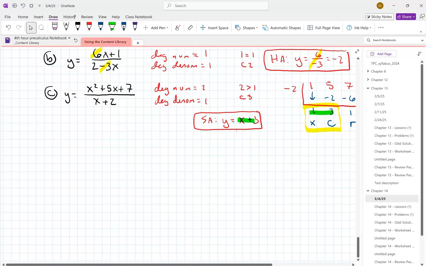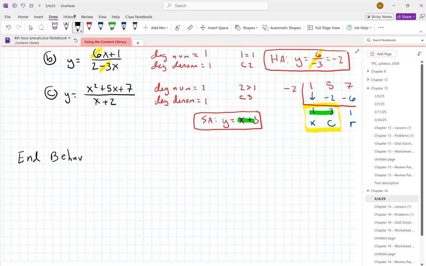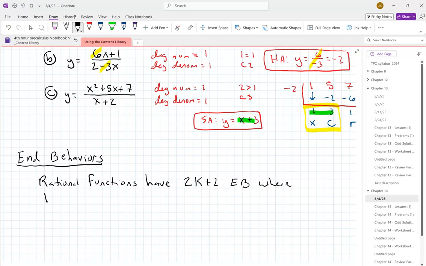Last thing to talk about for these key features is end behaviors. So remember from last chapter, polynomials always had 2 end behaviors, right? Rational functions have 2k plus 2 end behaviors, where k is going to be the number of vertical asymptotes.